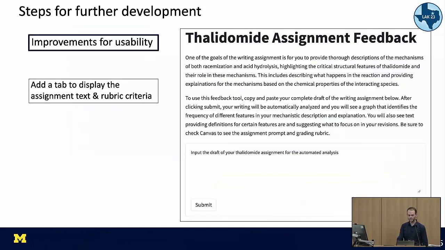So we also got some suggestions for future development. So for example, adding a tab that could display the assignment text and rubric criteria just to clarify those expectations further. And other usability features like the ability to upload a document or PDF, as well as the ability to actually see which sentences were tagged with different features.